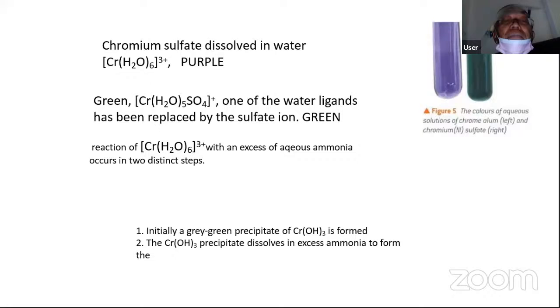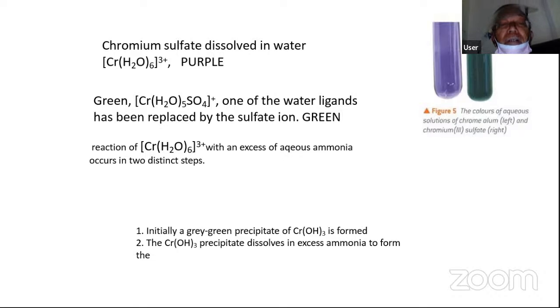What happened is, when they studied this, they found the water ligand has been replaced by the sulfate. Remember, your chromium sulfate is outside the sphere. Sulfate is a counter anion. But in this case, the sulfate replaced one water molecule, it becomes 5 waters, and then you have sulfate. So this is a very special property of chromium sulfate in solution. It changes from purple to green.